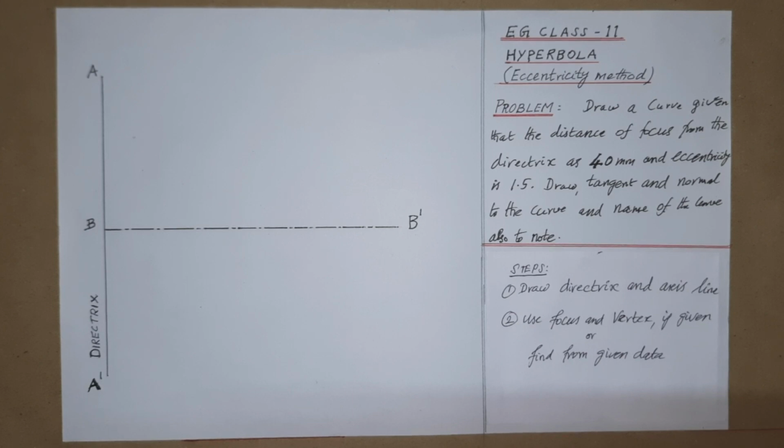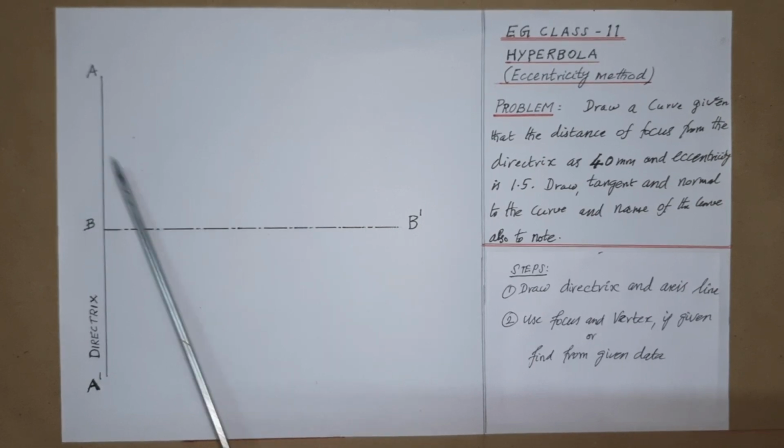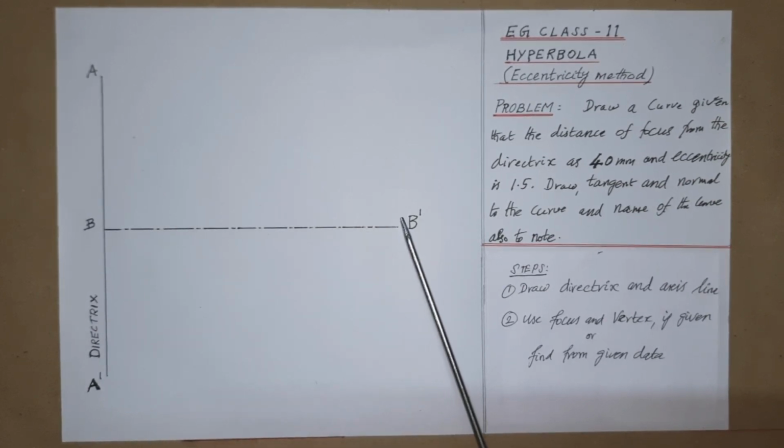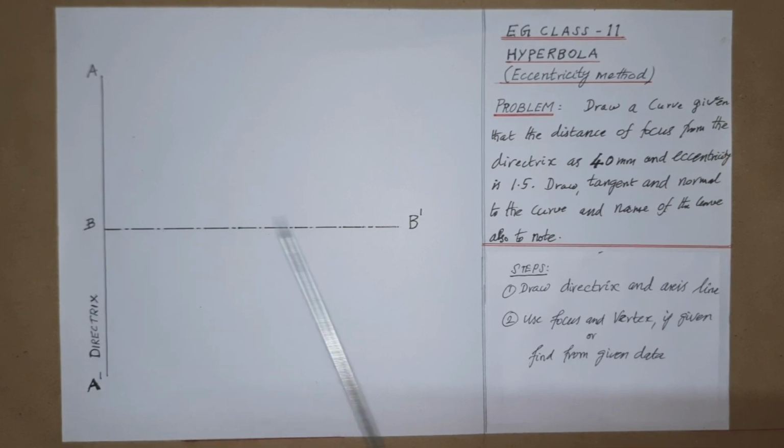Now, as per step 1, first draw the vertical directrix line and axis line. That is, draw the vertical directrix line to approximate height and name it as A dash as shown. From the approximate center, draw a horizontal line perpendicular to the directrix to approximate length and give the name as B dash. This is the axis line.